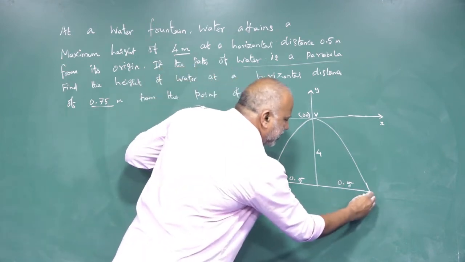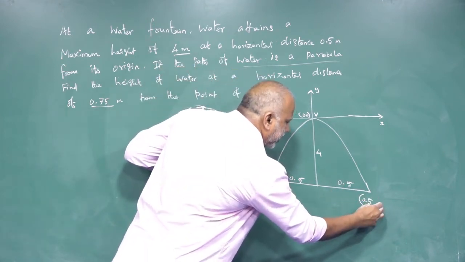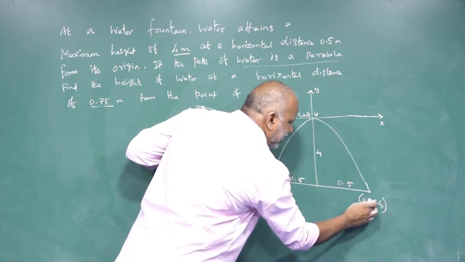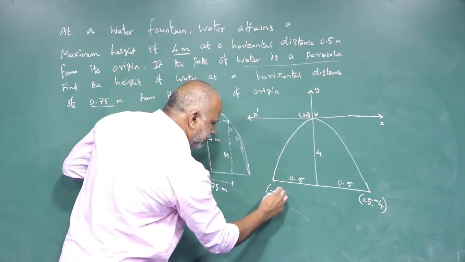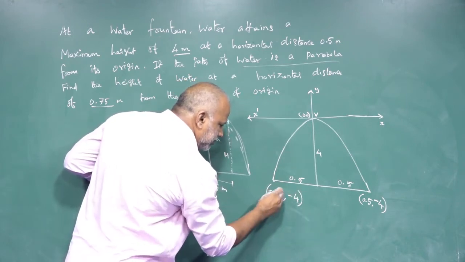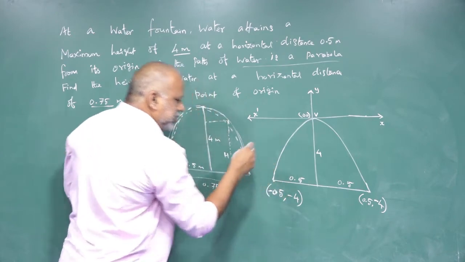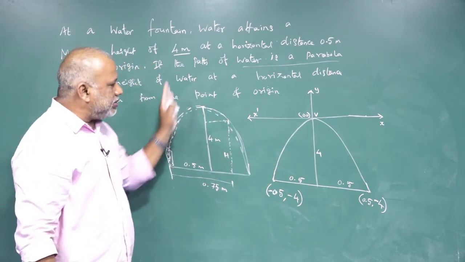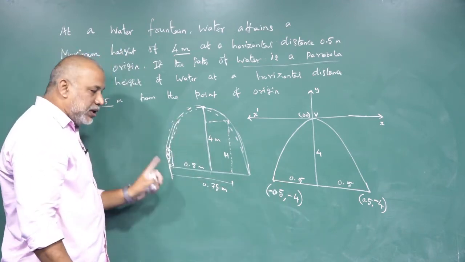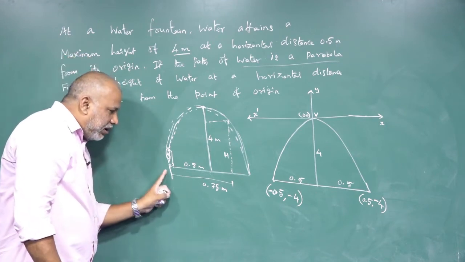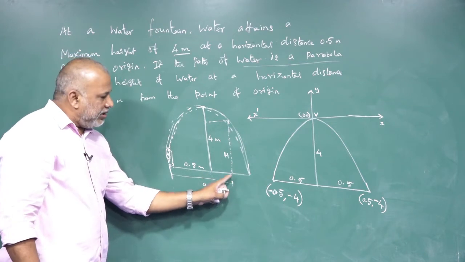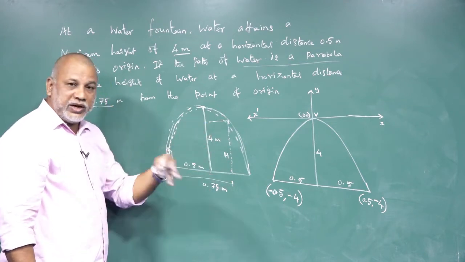It is in the 4th quadrant. So use 0.5 as the x value, comma, minus 4 as the y value. Here minus 0.5, comma, minus 4, because this point lies in the 3rd quadrant. So this diagram is converted to a parabolic diagram. Now read the question carefully. From the origin, 0.75 meter; from this origin we have to find the height.